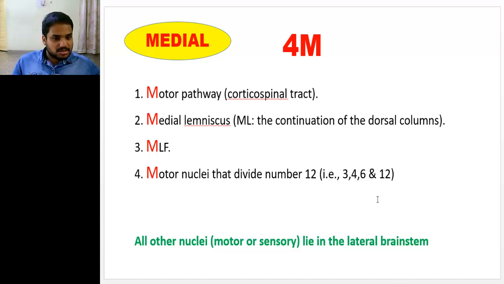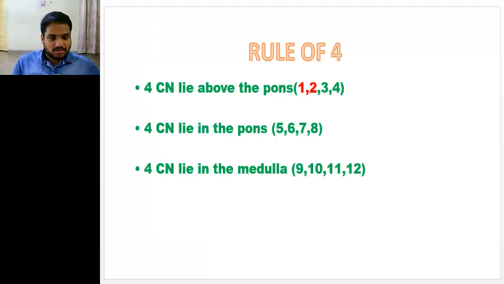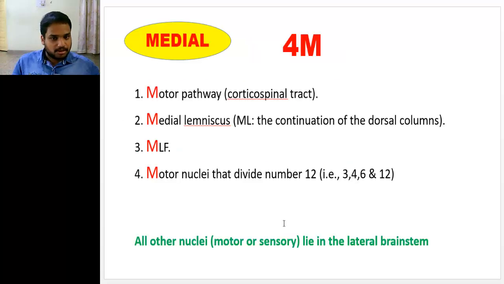brainstem, right? Since this is the medulla, you know that the last 4 cranial nerves are in the medulla. By this rule of 4, you know the last 4 cranial nerves 9, 10, 11, 12 are in the medulla, right? So apart from these, what are the other nuclei that could be the 9, 10 and 11 nuclei? That would be in the medulla. So this is how we are localizing the lesion, right?